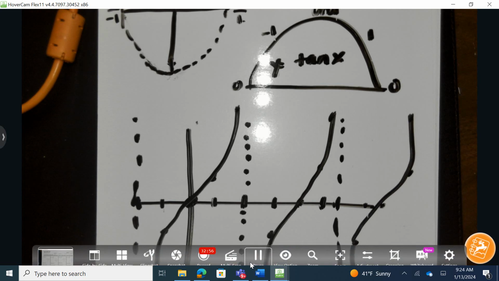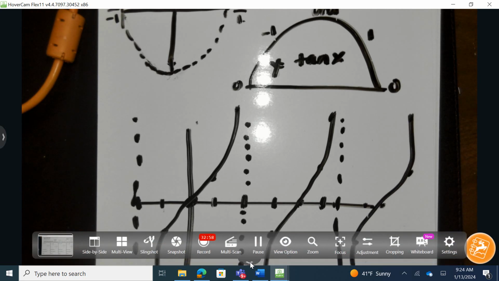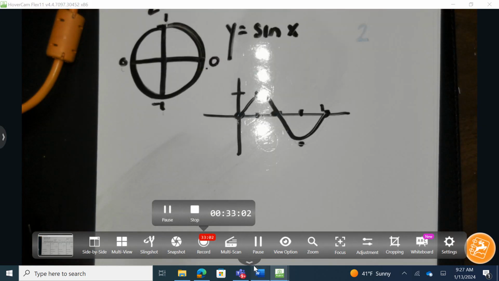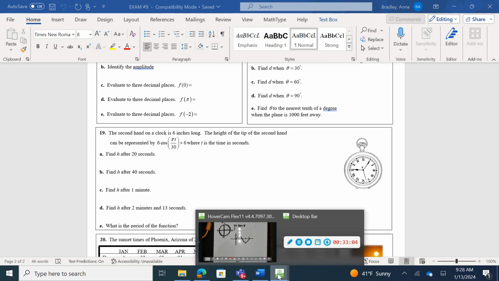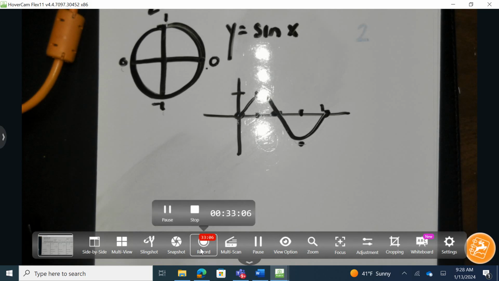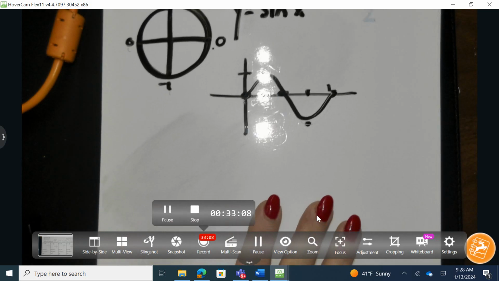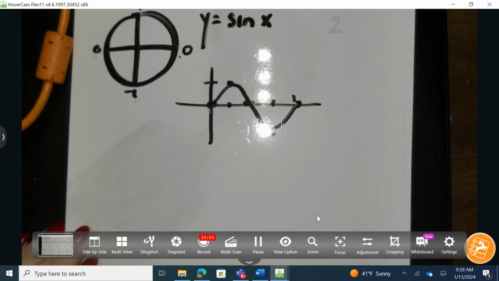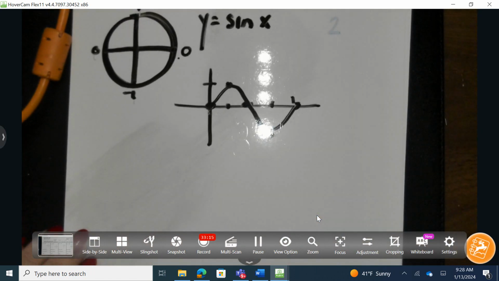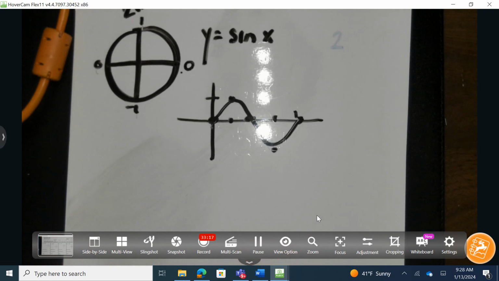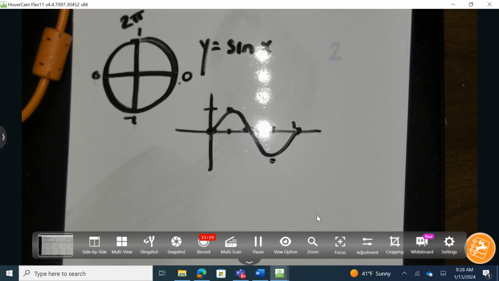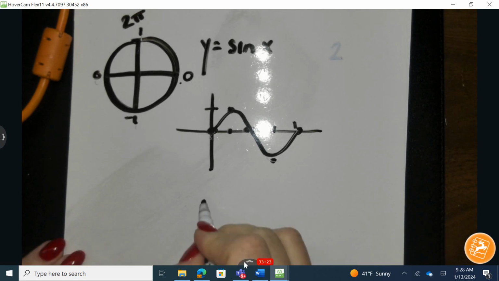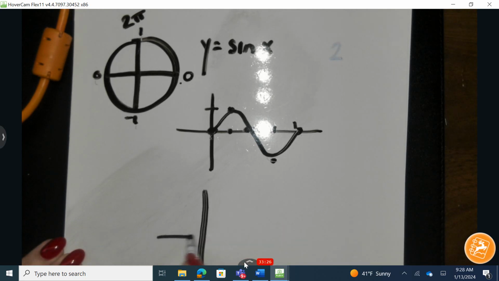Okay, now let's look at the reciprocals, because we do have to know how to graph all 3 of the reciprocals for the test. If you understand how to graph the most basic sine function, then graphing its reciprocal is not too hard. So I'm going to create another graph down below.